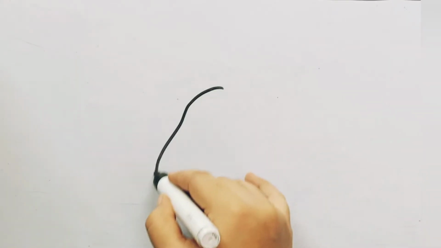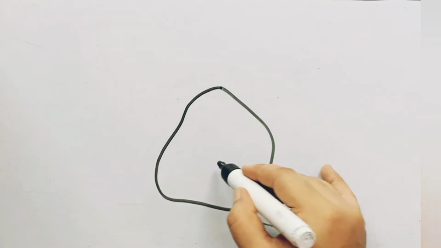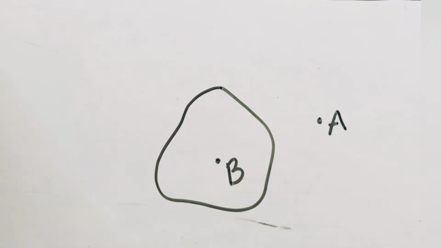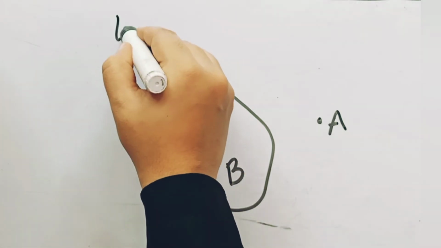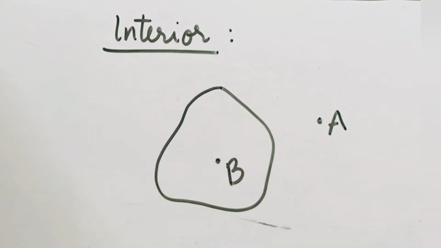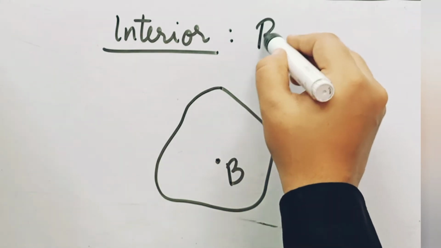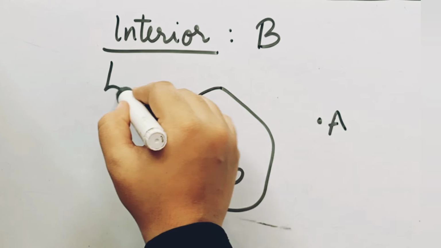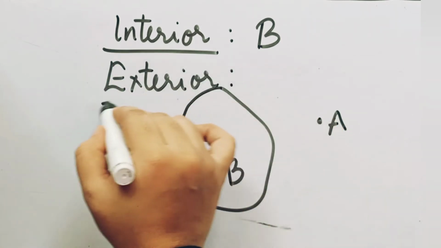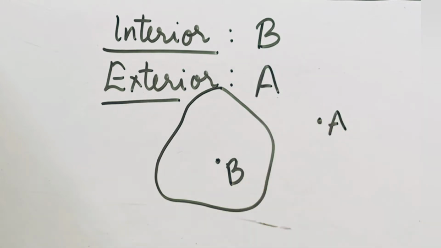So now tell me, this is a curve and there's a point B and also a point A. Now you tell me which point is in the interior of the curve? Yes, you're correct. Point B is in the interior. And which point is in the exterior of the curve? Yes, point A is in the exterior of the curve.